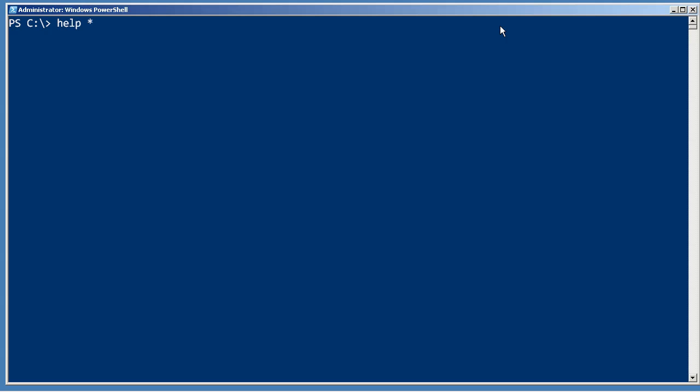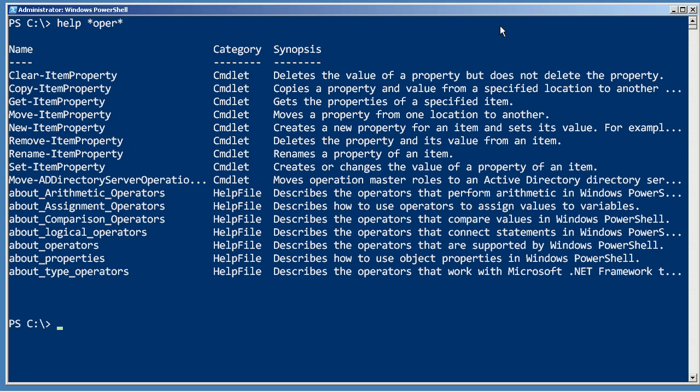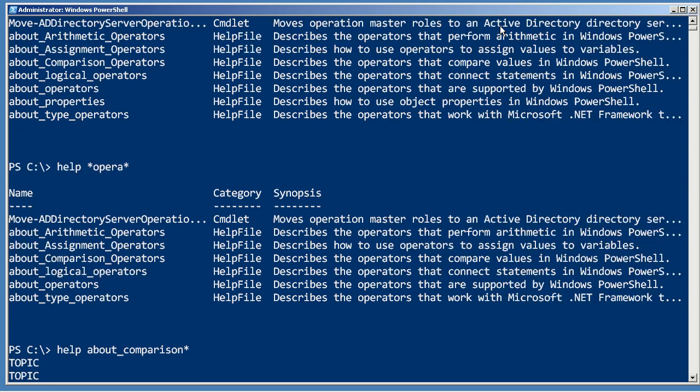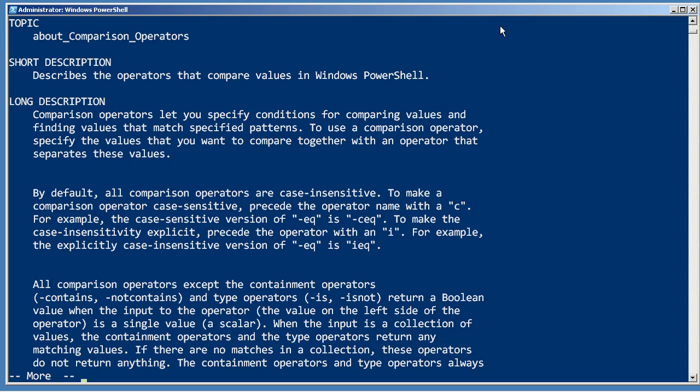Let's see, it looks for help with star, O-P-E-R. That's the beginning of the word operator. So again, shorter keywords are a little bit better than longer when you're using these wildcards. So let's try that. Oh yeah, the word property contains oper. So let's just stick an A in there. Oh, that shortened it down nicely. So we've got about arithmetic operators, assignment, comparison. So help about comparison. That's probably enough to get it down to that one topic.